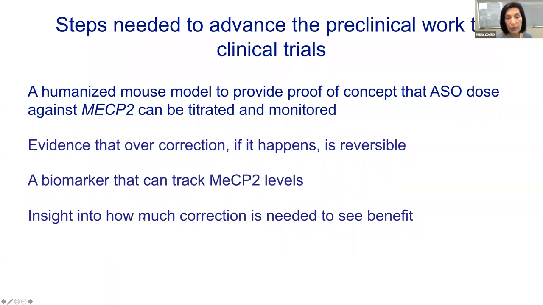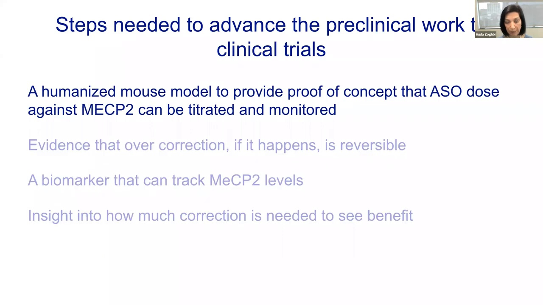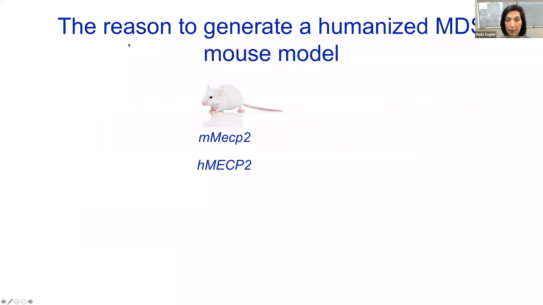And last but not least, we have some new data that shows us how much correction we need to do to see some benefit. So today, this is the outline of the talk and all the material I will be sharing with you. So first, let's talk about the humanized mouse and the proof of concept data.